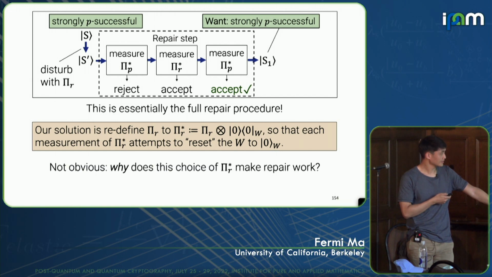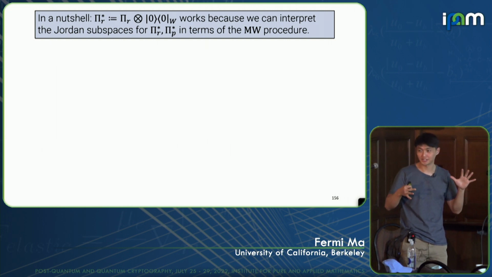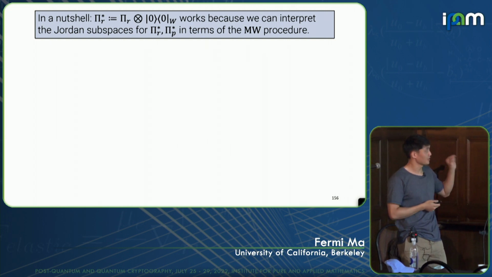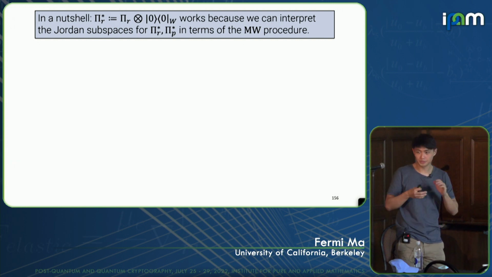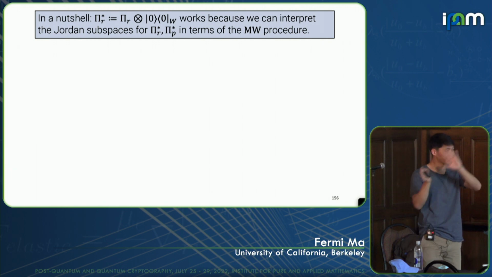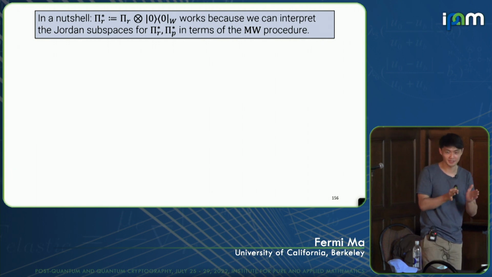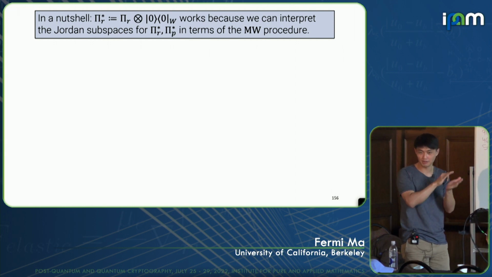Okay. So why does this choice of pi r star make repair work? It's not too different from what we did last time, actually, if you're able to zoom out and look at this at the right level of abstraction. The point is that when you define pi r star this way to project the ancillas onto 0, you're able to interpret the Jordan subspaces of these projectors. Remember, these are a totally different set of projectors than the ones we've been looking at for the rest of this talk, like pi unif and pi accept. These are the projectors we're alternating to repair this state.